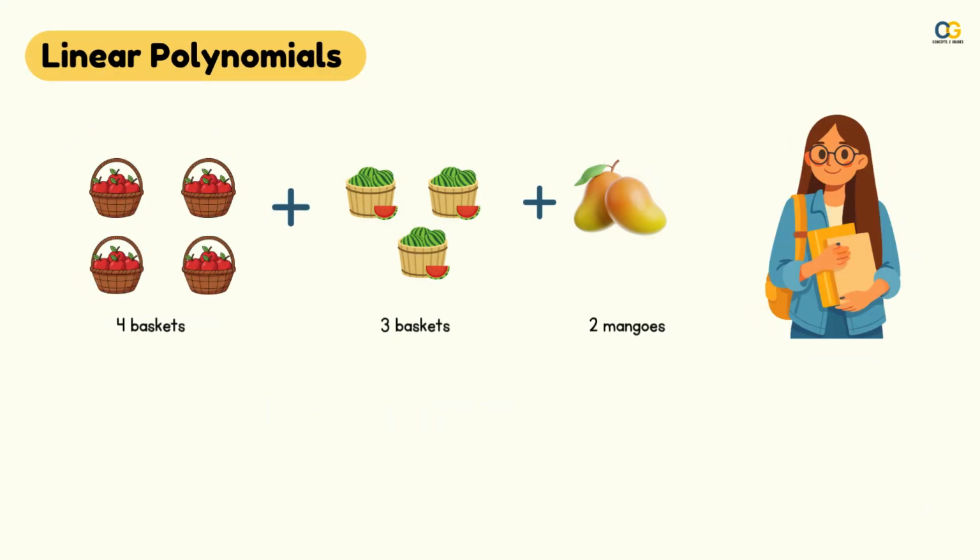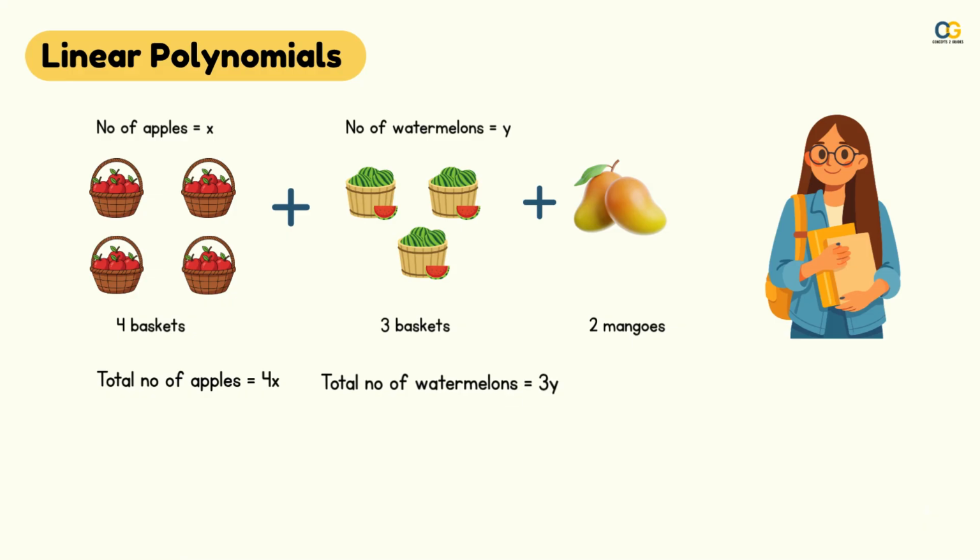Well, we already discussed that number of apples are X, number of watermelons are Y. So the total number of apples will be 4 baskets, so 4 times X, which is 4X. The total number of watermelons will be 3 baskets and number is Y, so 3Y. And we have 2 mangoes. So the total number of fruits will be 4X plus 3Y plus 2.